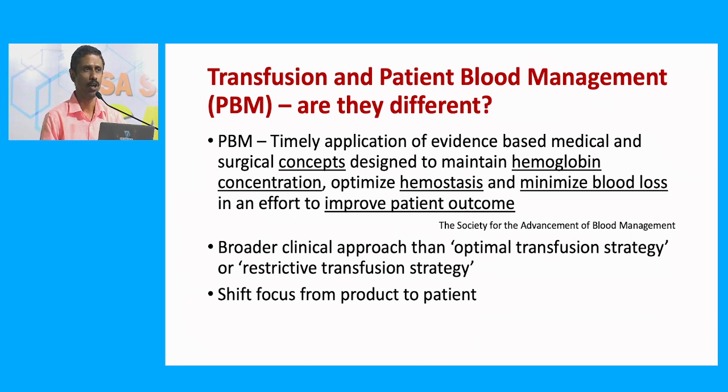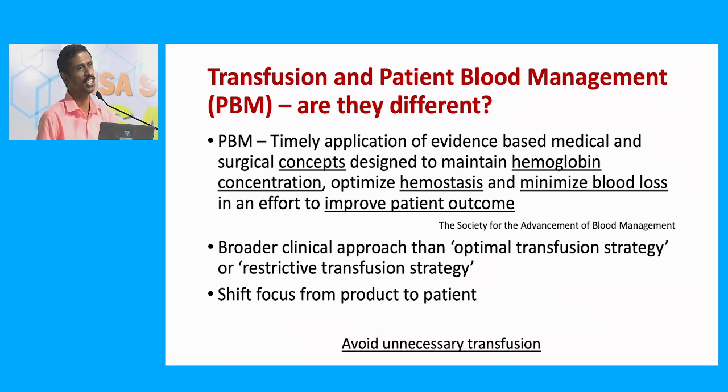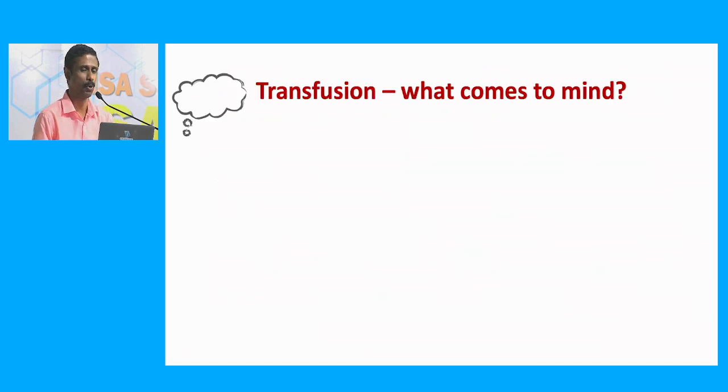The shift of the focus should be from transfusion, blood components, RBC, FFP, cryoprecipitate, to overall, what's our aim? Improve the hemoglobin concentration, improve the coagulation status, make an effort to reduce the transfusion. So the concept of avoiding unnecessary transfusion is still there. And that's the reason why this change in the terminology has been brought about.